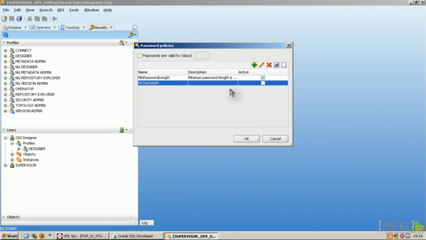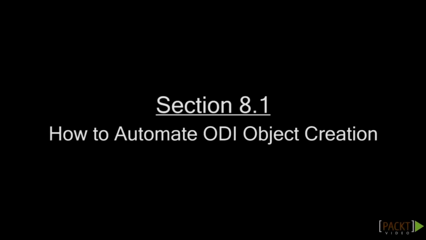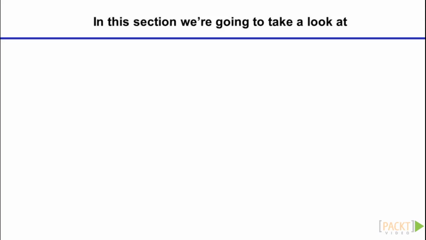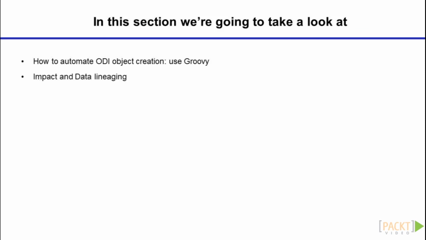In the next section, you'll learn about scripting ODI, data lineage and impact analysis, and some nice features available in the ODI Studio. In section 8, it's all about additional supporting functions. We're going to take a look at how to automate ODI object creation using Groovy. We talk about impact and data lineaging. We'll have some insight into ODI Studio enhancements like shortcuts, syntax highlighting, and so on.